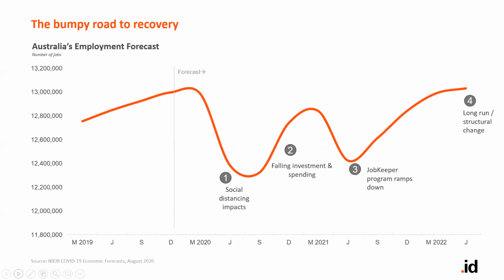Then we have this next stage, which is our falling investment and spending. And this really affects our metro areas. As we start to see people invest less in their business, people start to increase their household savings rate and that sort of thing. Then we also have this third area where the JobKeeper program ramps down, and we're looking at sort of March-ish next year. And then we have our long run structural changes that we'll see occur in our economy as well.